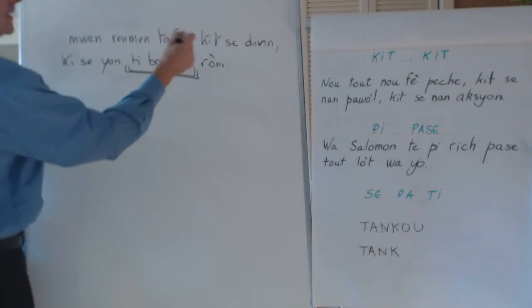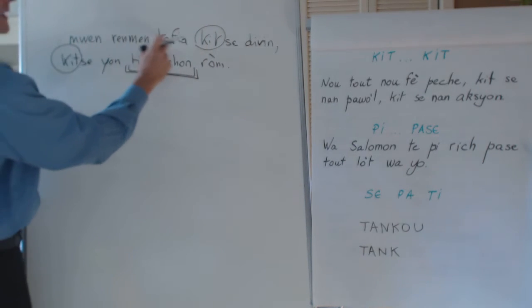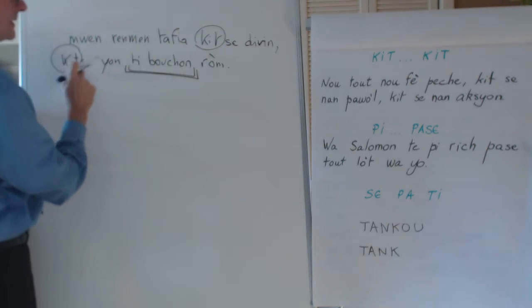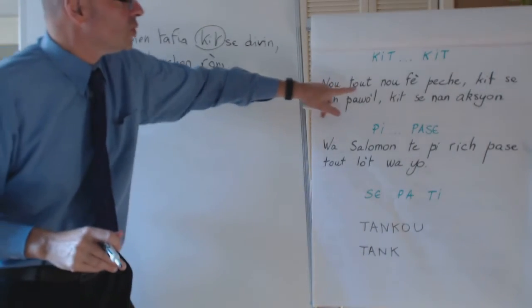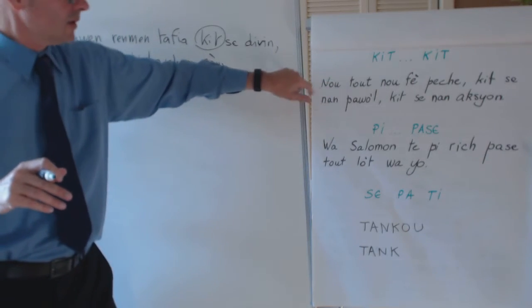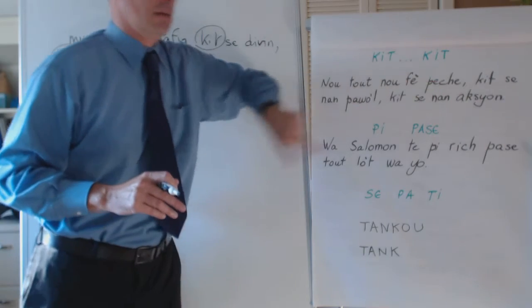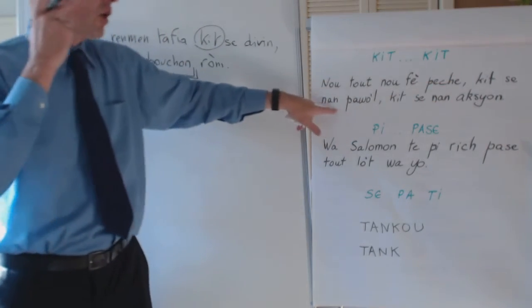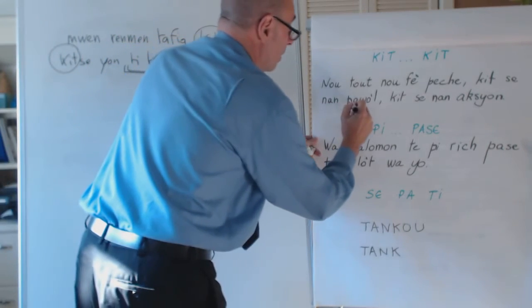So the idea here is quitte. Moi ramatafia, quitte c'est divin, quitte c'est un petit bouchon rum. Okay? Quitte. Nous toutes, all of us, we make mistakes. Nous fait pécher. Quitte c'est nos paroles, quitte c'est nos actions.